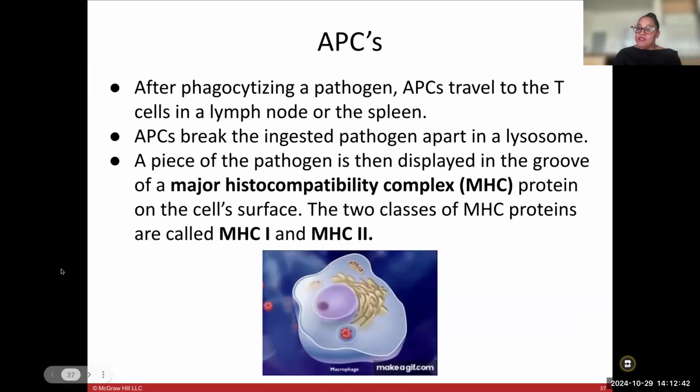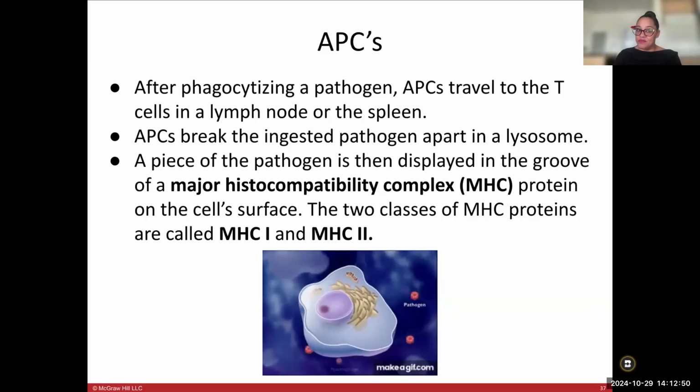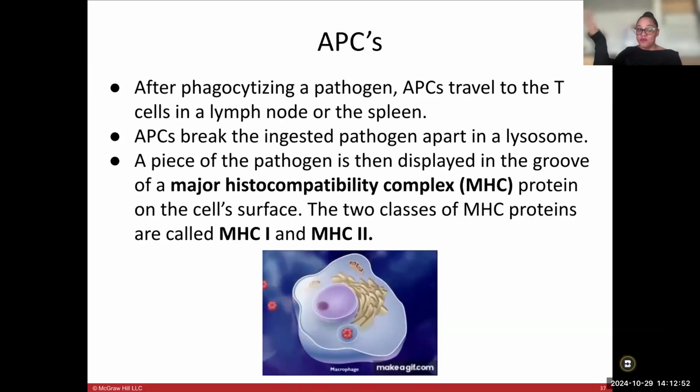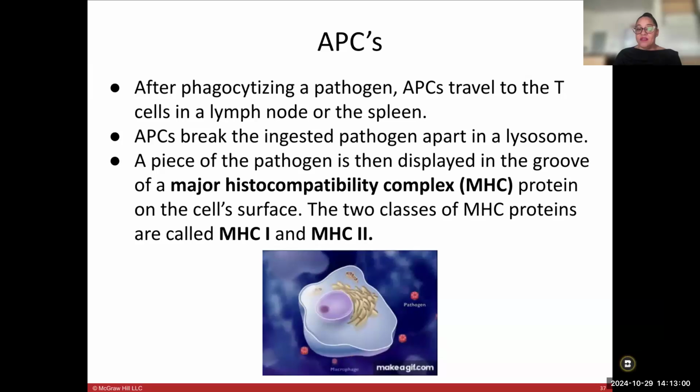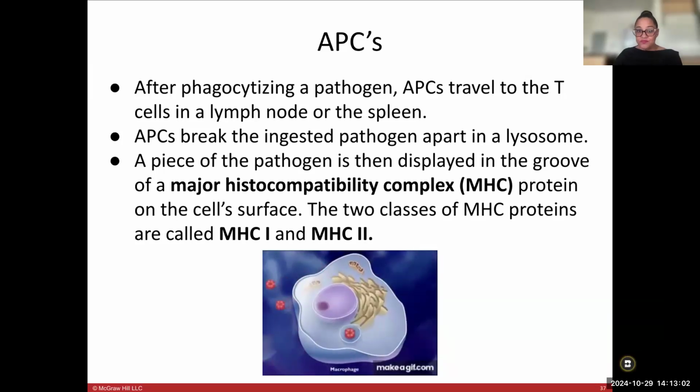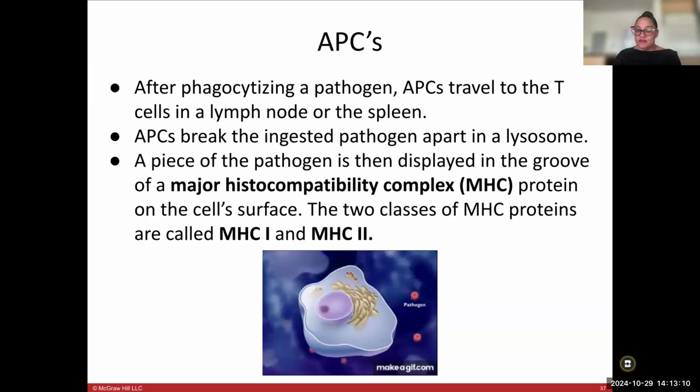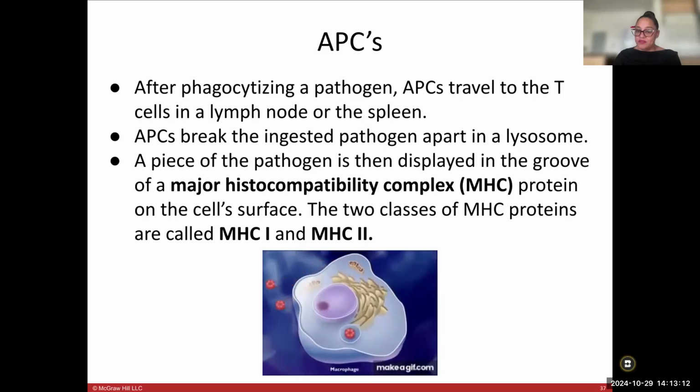After phagocytizing a pathogen, APCs travel to the T cells in a lymph node or the spleen. APCs break the ingested pathogen apart in a lysosome. A piece of the pathogen is then displayed on the groove of a major histocompatibility complex, or MHC protein, on the cell's surface. There's 2 classes, MHC1 and 2. So you can kind of see in the GIF there. And then a pathogen will get into a cell. The cell will break it down in parts, and then it will present part of it on its surface.